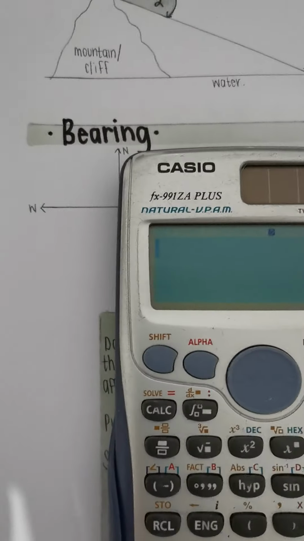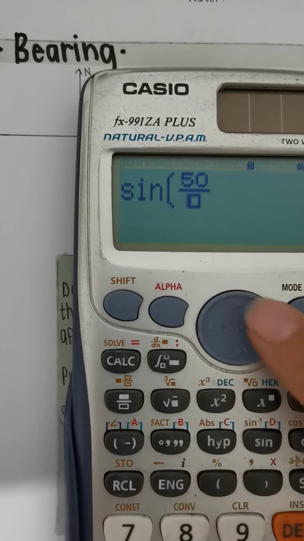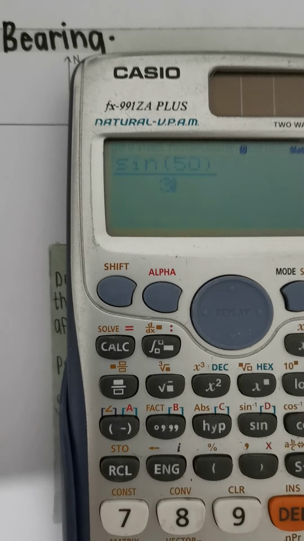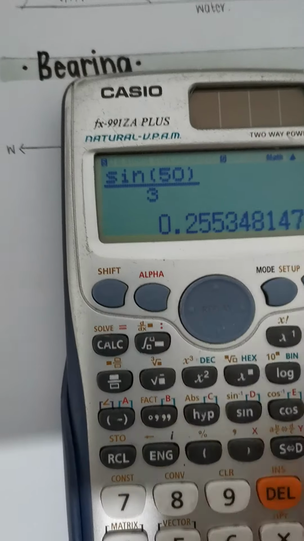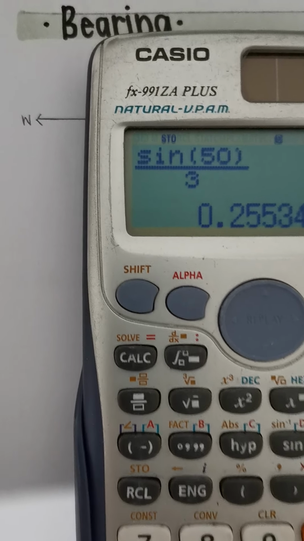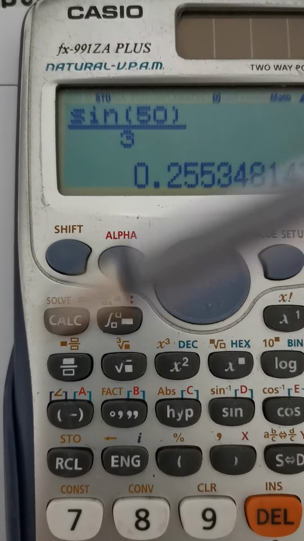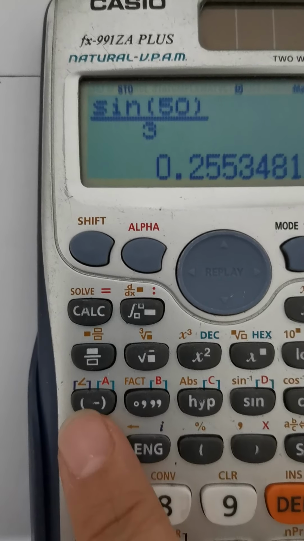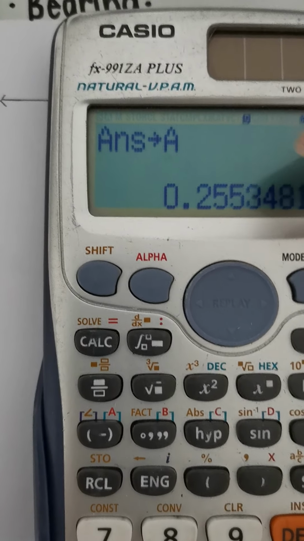Let's say we type in sine 50 over 3, for example. It gives us this, and we want to save this. What you would do is press shift, there's a button here for store, and then you can store it anywhere you want. If you look at your calculator, there's alphabet A, B, C, D, E, F. There's a whole lot of them. I'm going to just store it at A, so I'm just going to press the button that has A above it. There we go. You should get this. It means it's stored at A.